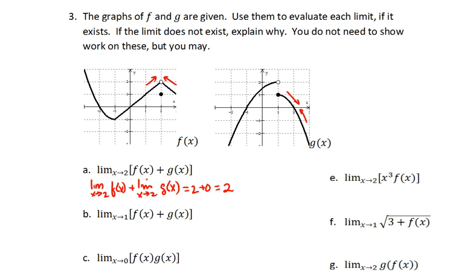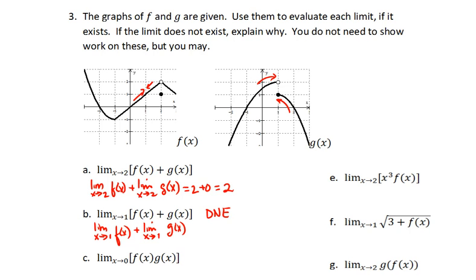Part B, limit as x approaches 1 of f of x plus g of x. Again, that's the limit as x approaches 1 of f of x plus the limit as x approaches 1 of g of x. The limit as x approaches 1 of f of x is 1. The limit as x approaches 1 of g of x, however, doesn't exist because the left is going to 2, the right is going to 1. And as long as any one piece doesn't exist, we say that the whole thing doesn't exist.